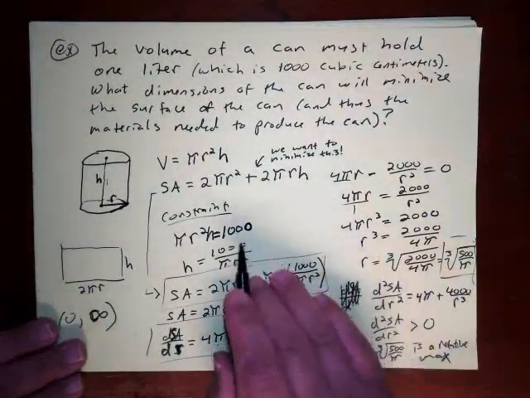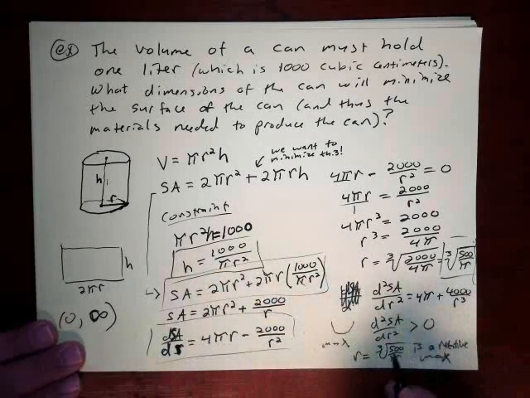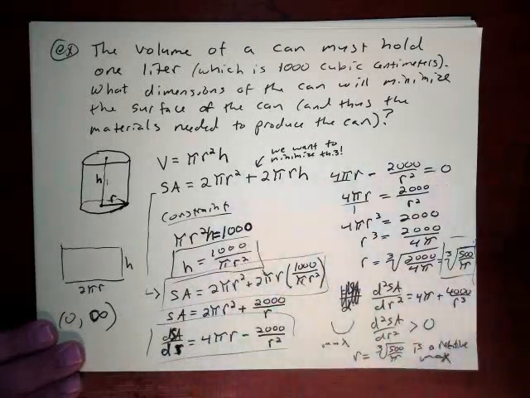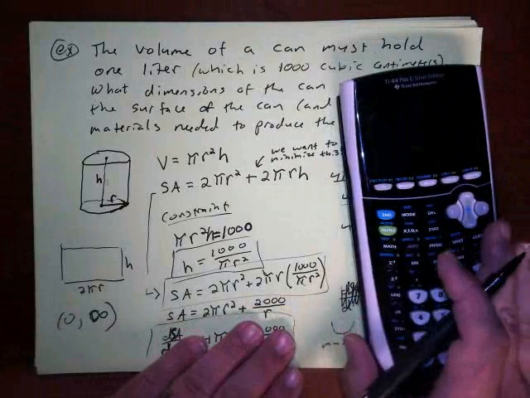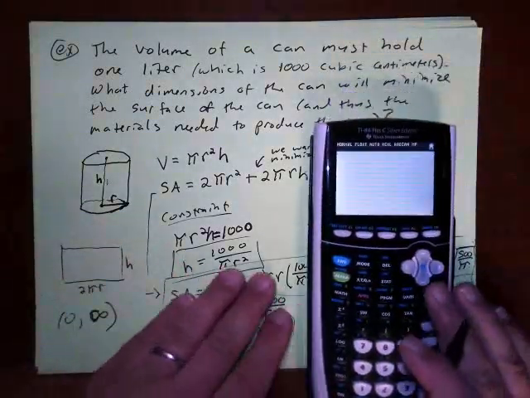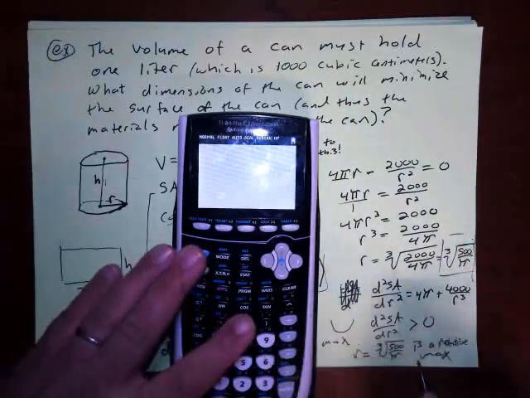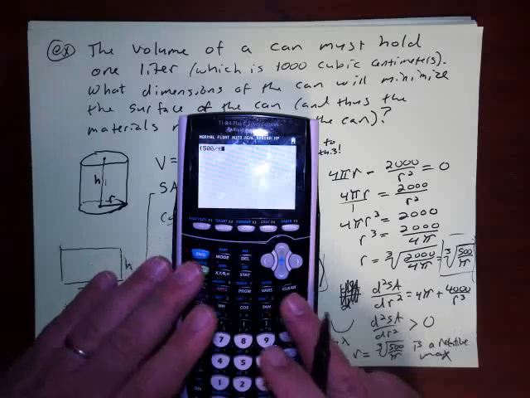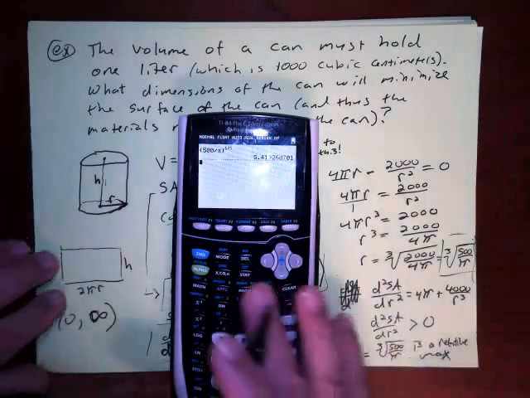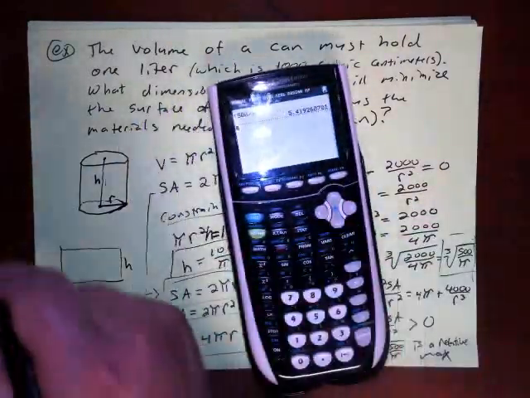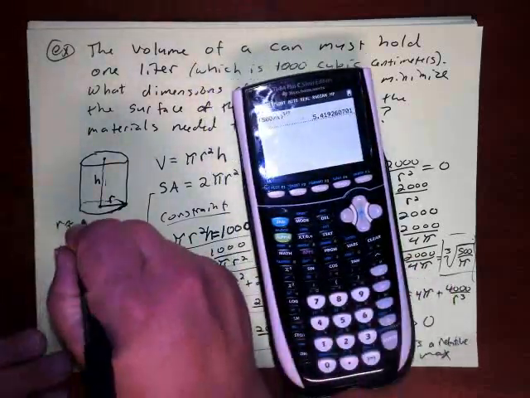And what we might want to do then is put r into this formula here. And what I'm going to do is just calculate these so we know what the dimensions are in terms of a decimal. So in other words, I'm going to take the cubed root of this: 500 divided by pi raised to the 1/3. And so my r here is approximately 5.42.